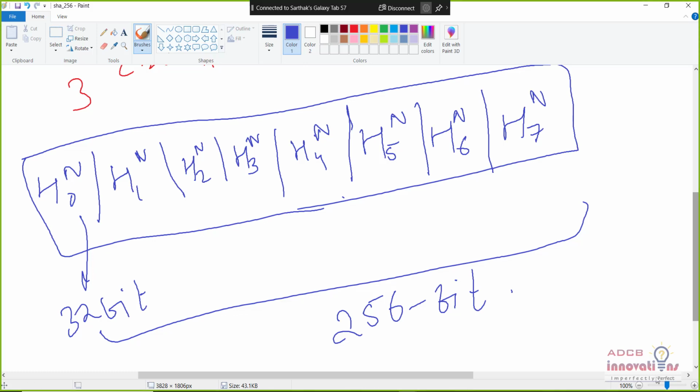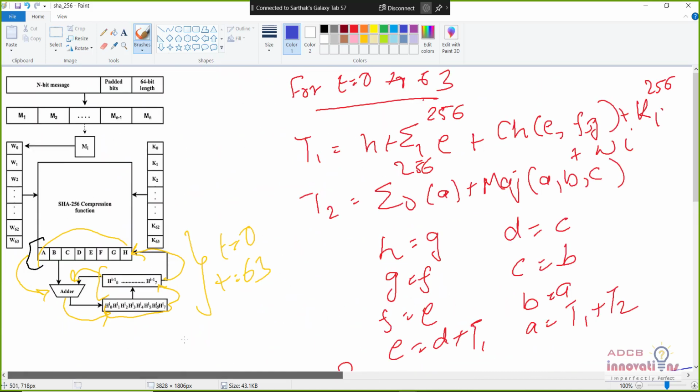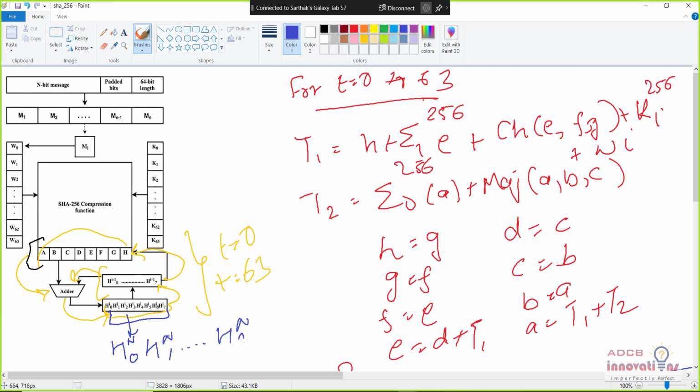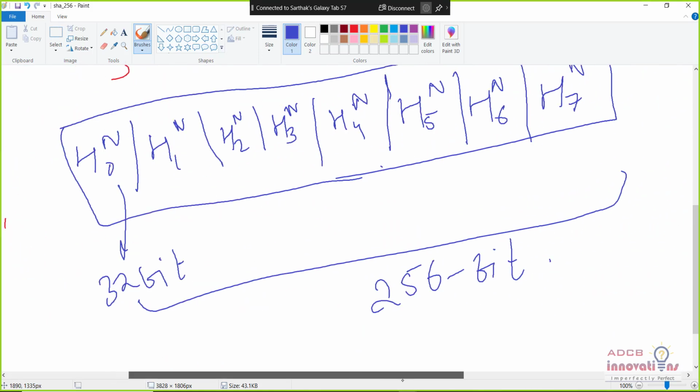So you can see here in the diagram, we have h0 to h1 to h7. This is basically going to run for the nth iteration, that is hn0, hn1, up till hn7. So that is how we finally generate this 256-bit hash.